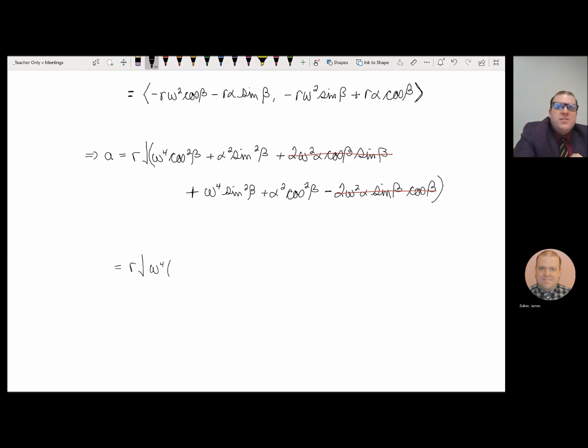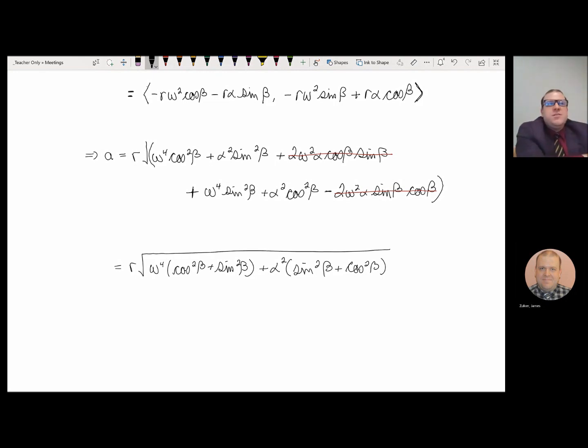You have two terms with an omega to the fourth. Factor that omega to the fourth out of those two terms. You're left with cosine squared plus sine squared. Do the same thing with the alpha squared: factor the alpha squared out of the two terms that it's a common factor to, right? Left with a sine squared plus cosine squared. And of course, each of those sums is 1, and we get the desired result.